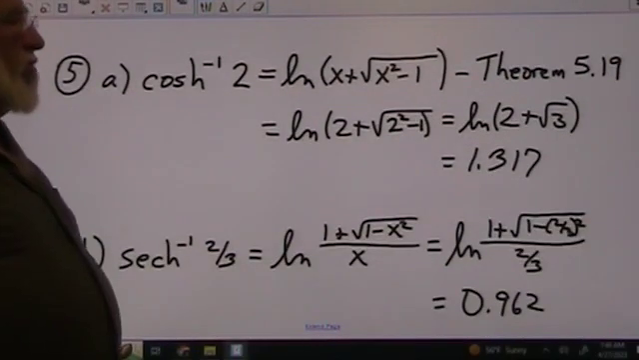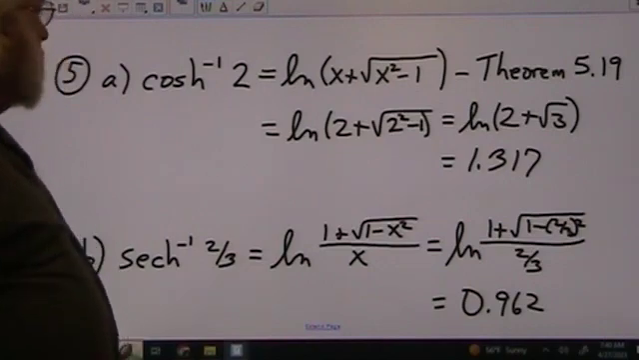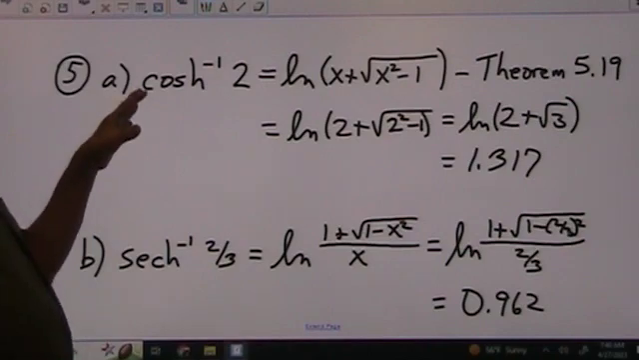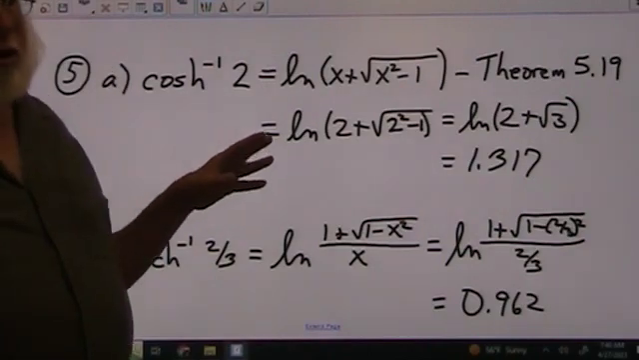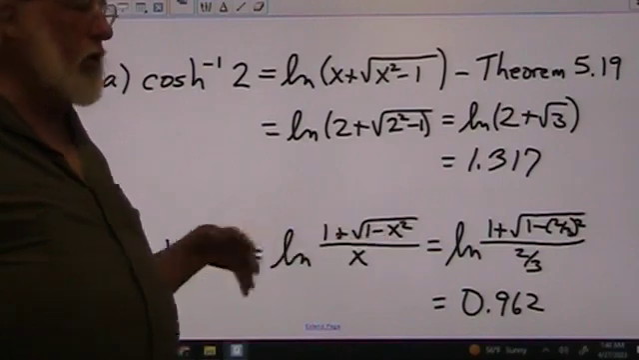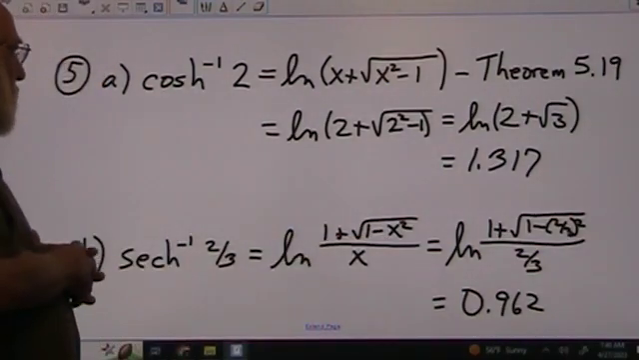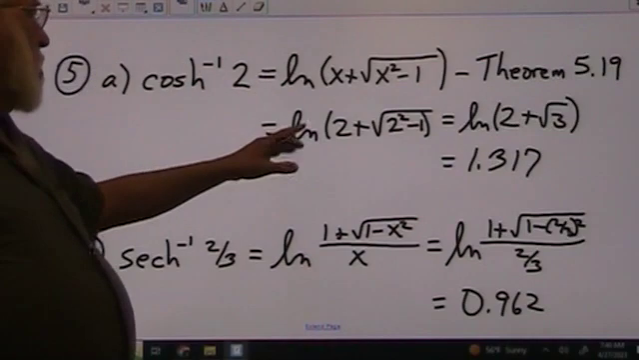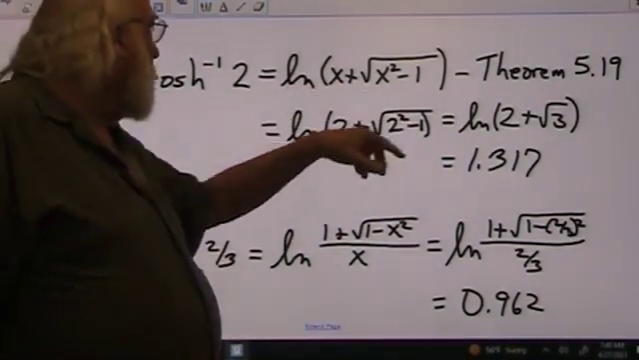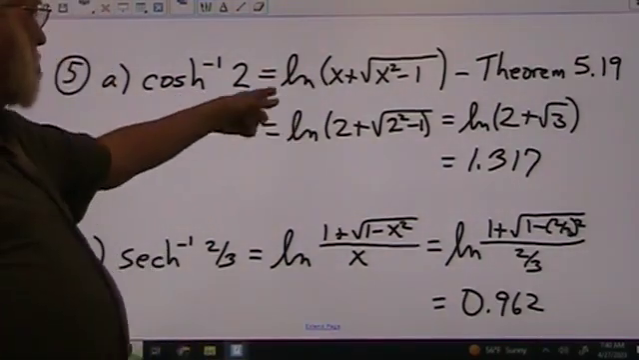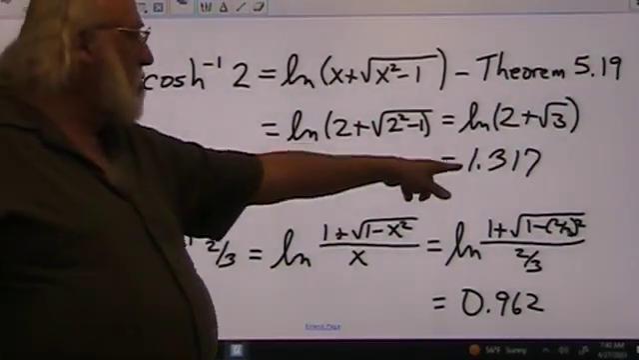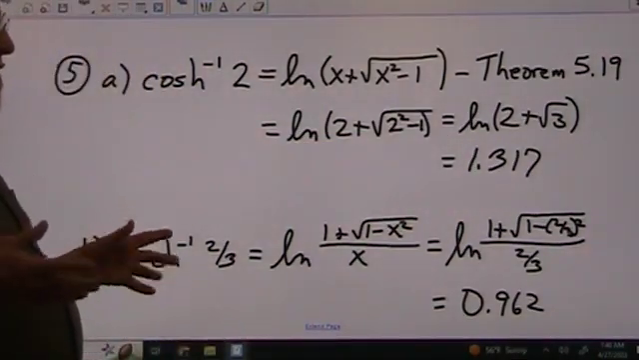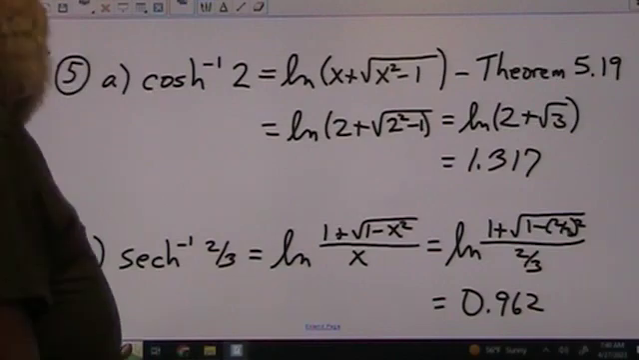Now, in Theorem 519 in your book, we are using inverse functions of hyperbolic functions, just like we did with circular functions, cosine, sine. So it's the same basic idea. You take the formula for inverse cosine, which is this, so replace the x with 2. This gives us natural log of 2 plus square root of 3. And then we punch that into a calculator, we get 1.317.